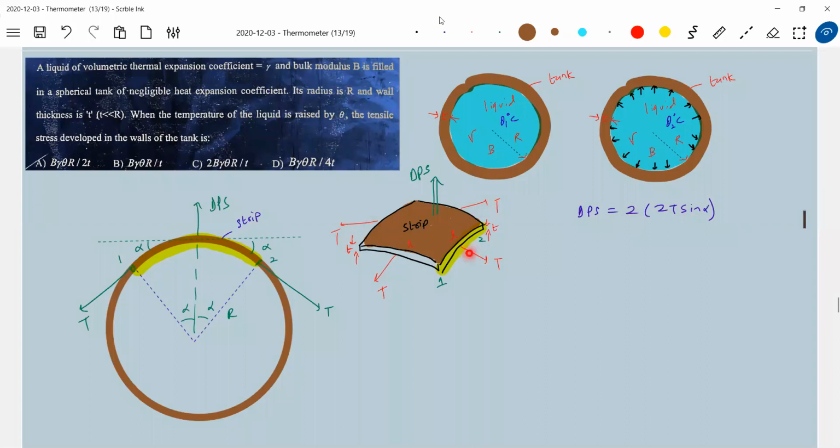It'll be like this. There's a patch. The component of these two forces is 2T sine theta. Component of these two forces also 2T sine theta. Everyone agreed means I'll proceed. That's all, only calculation. Nothing is there.